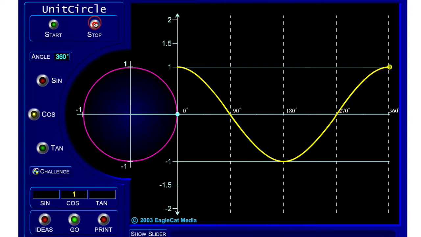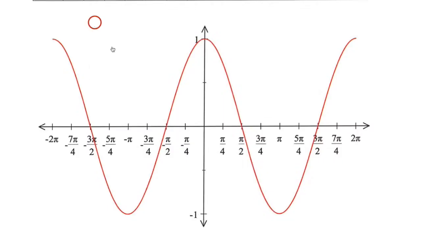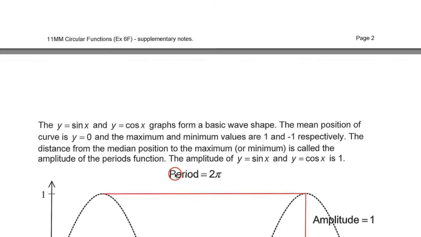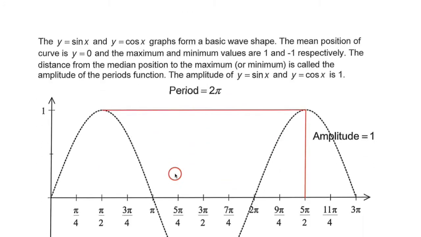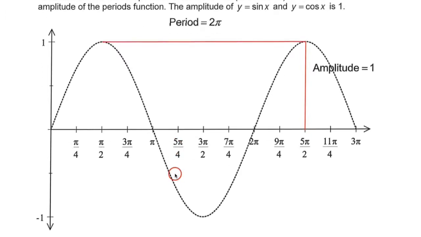Beautiful. Okay, so that shows you the relationship between the unit circle and the sine and cosine graphs. Going back to our notes, so there's an explanation of that. A couple of really important points for us to understand are the period and the amplitude.